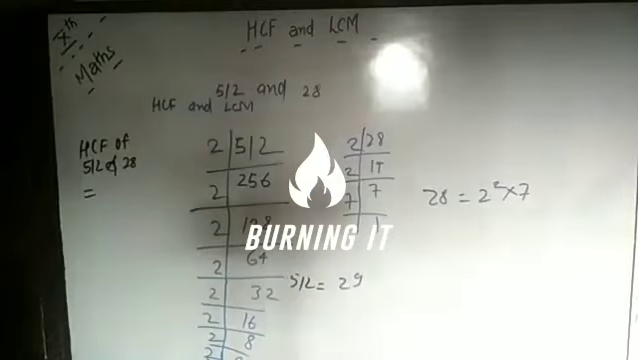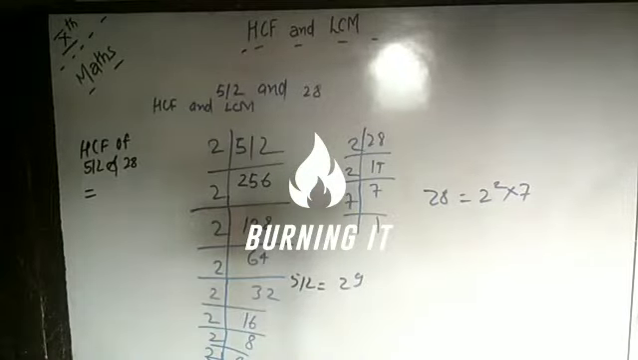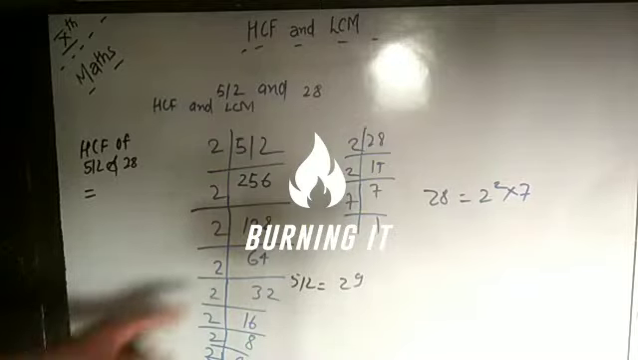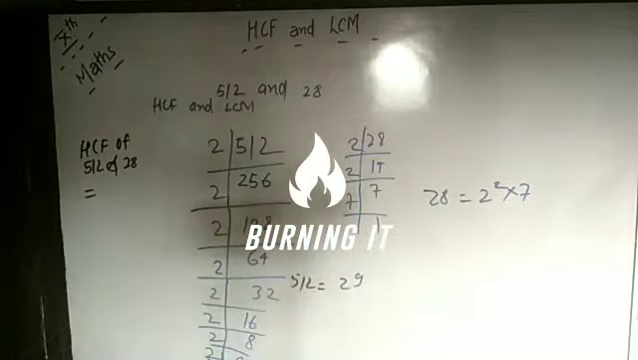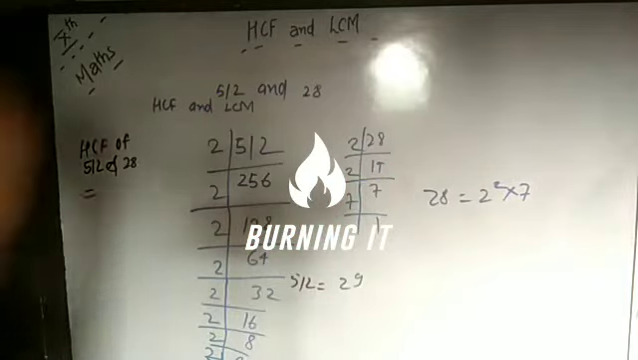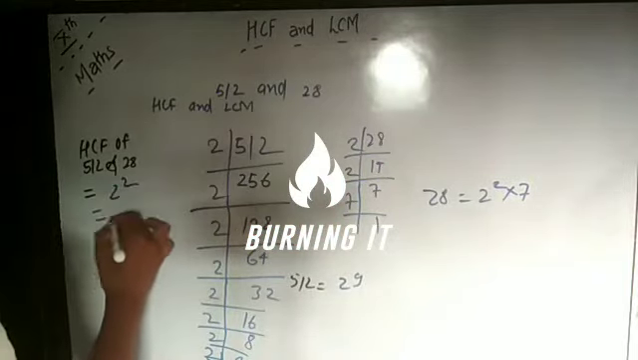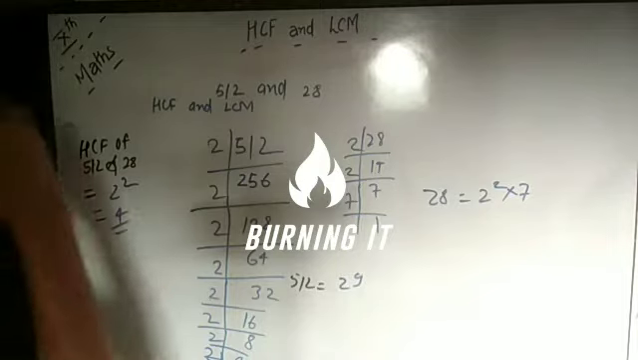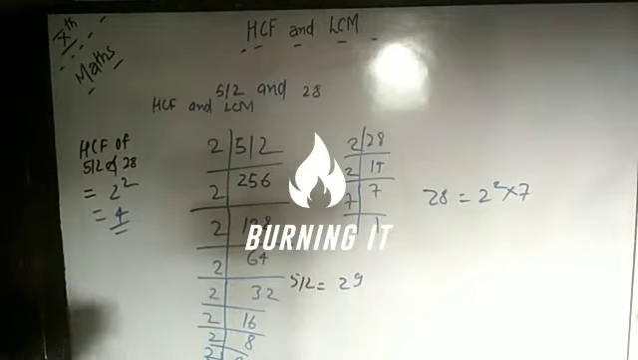Now look here, in case of HCF, what do we have to see? We have to see the highest common factor. We can see here that 2 to the power 2 is present in both cases. Hence we can say 2 to the power 2, which is equal to 4. 4 is the HCF of 512 and 28.